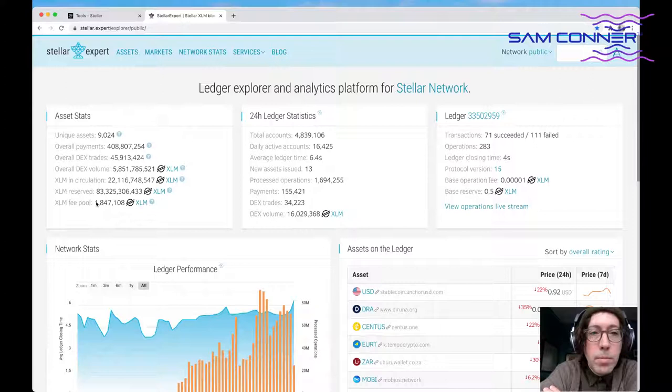Sure. So these are the asset stats, and this combines the stats about two different kinds of assets. Basically, there are assets that people issue on the Stellar network, and Stellar is really made so that you can issue any asset, and it doesn't prefer one asset over another. In other words, it is a platform for universal issuance and exchange of assets. This first line says unique assets, 9,024. That means that 9,024 different tokens have been issued on the Stellar public network, which is a lot.